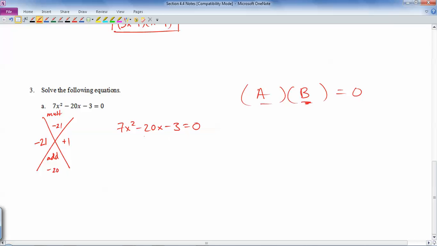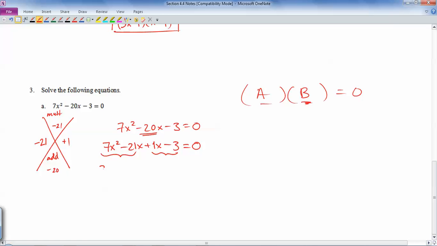that equals 0. And then this left side of the equation, I can rewrite the first term. I can split the middle term into minus 21x plus 1x. And then I can write the last term, which stays the same. So now it's, okay, let's deal with these two terms by themselves.